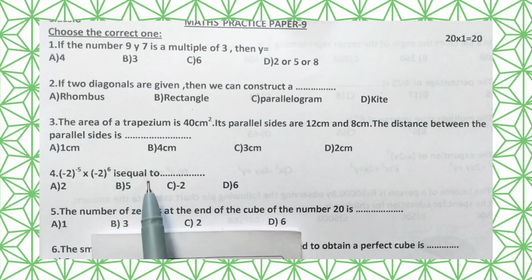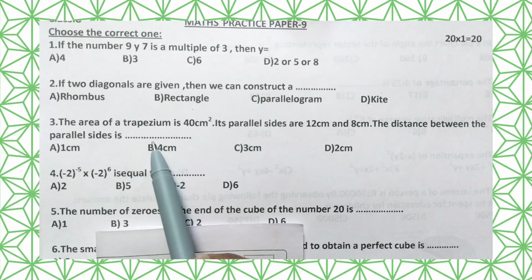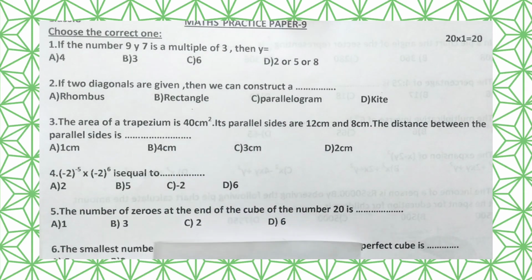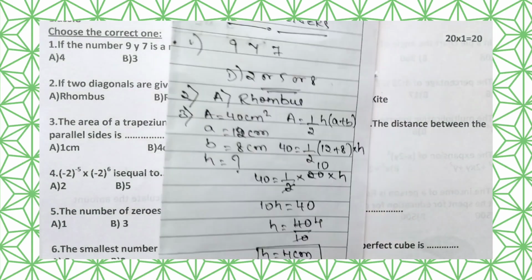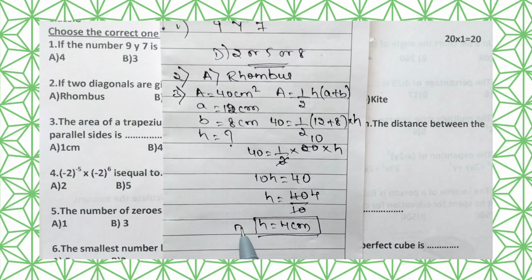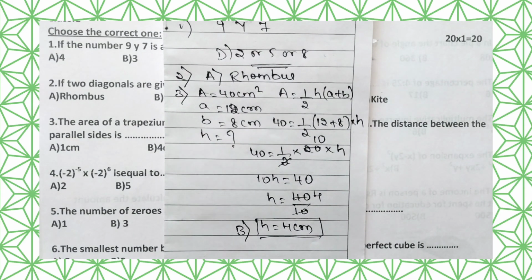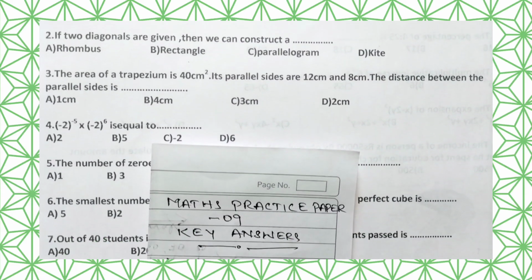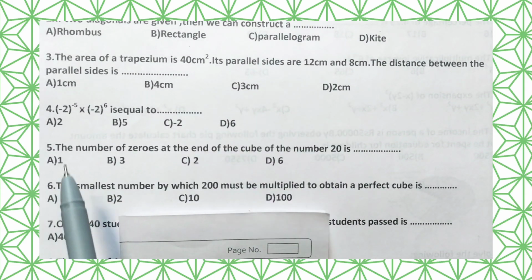Looking at the options, option B is 4 centimeter. So 4 centimeter is the right answer for the third question. Option B, h is equal to 4 centimeter is the right answer. Now let us move to the next question, that is the fourth one.